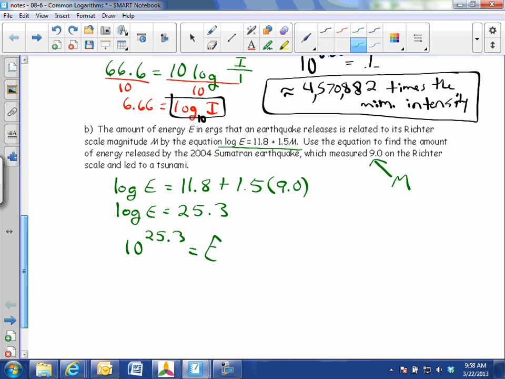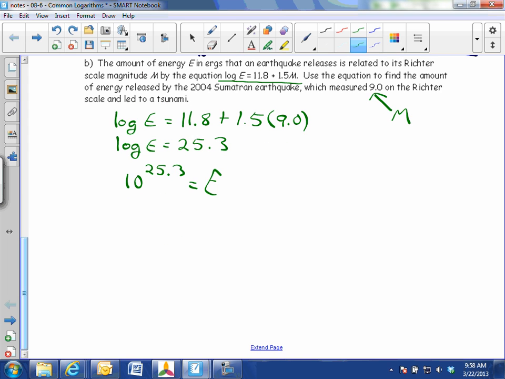So then just use your calculator. How would I do it? I'll just do 10 to the carrot. Yep. Hold on, don't tell me. I got it. Your calculator may or may not like it.